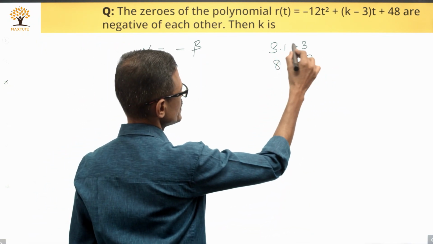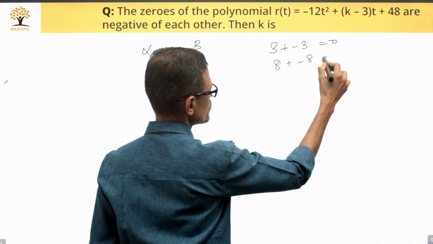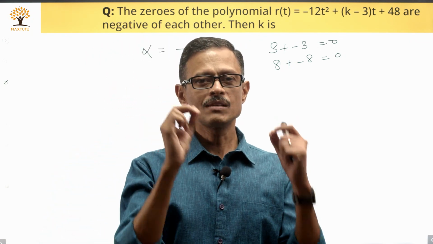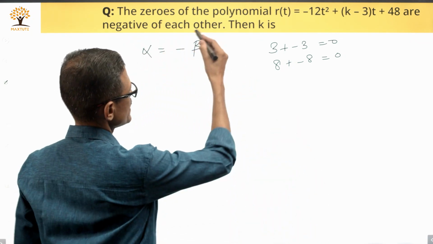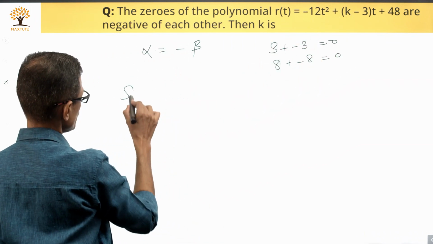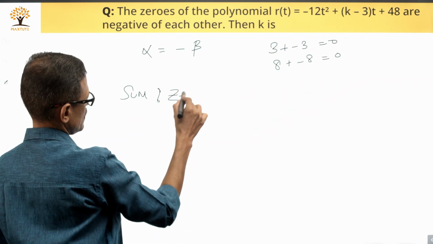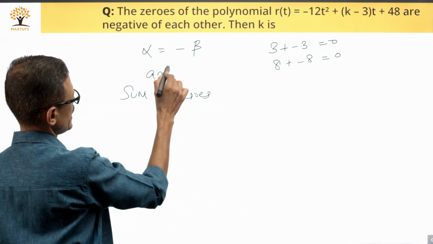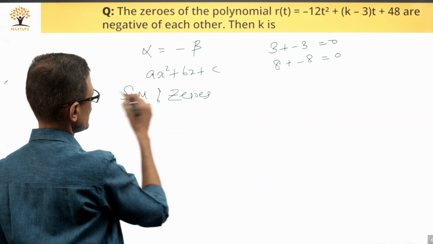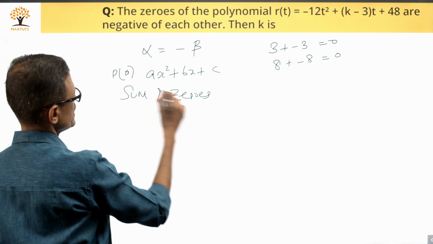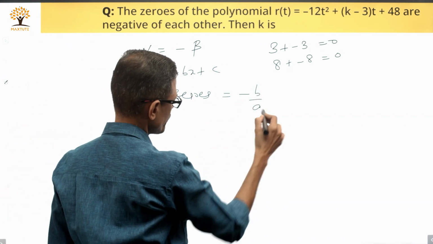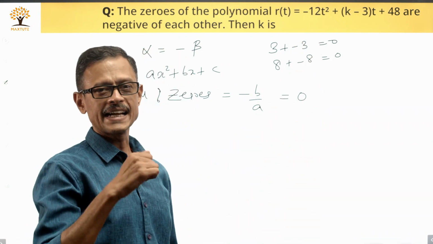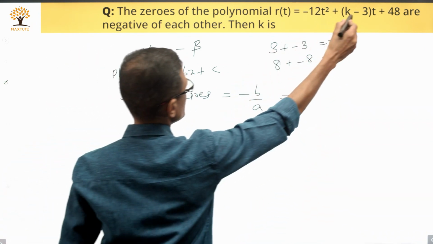So what is going to be the sum of these two? It is going to be 0. If the zeros are negative of each other, then the sum of the zeros is equal to 0. It is a quadratic polynomial. Sum of its zeros, of a quadratic polynomial of the form ax square plus bx plus c, right, is equal to minus b by a. We know sum of the zeros is equal to 0 because the zeros are negative of each other.